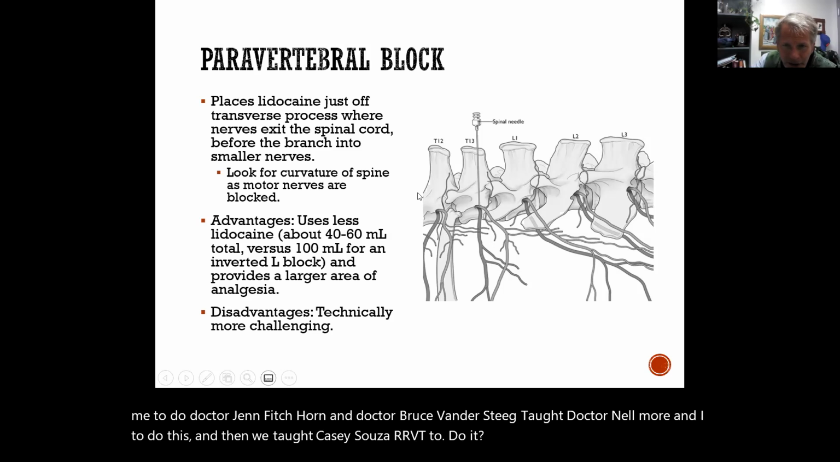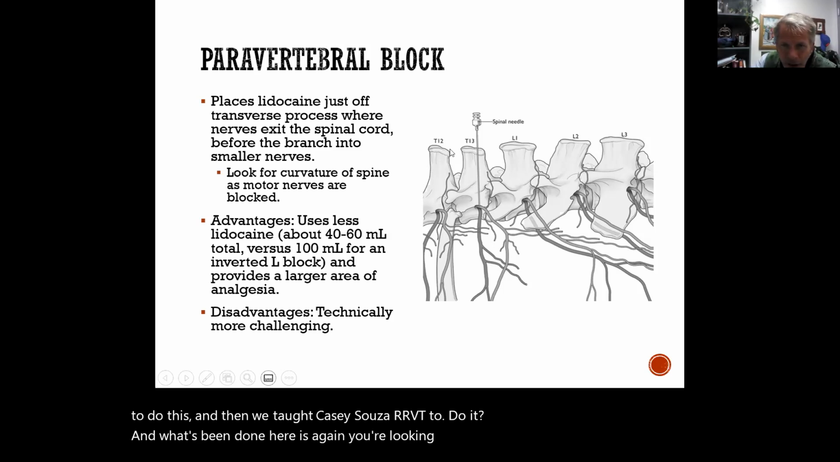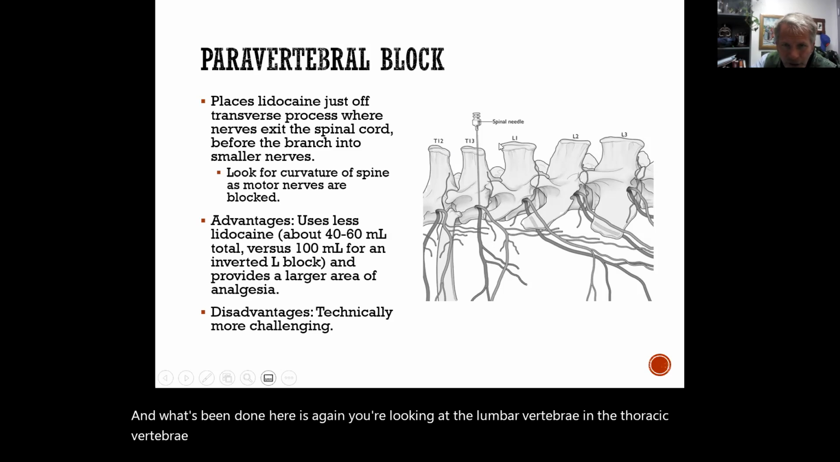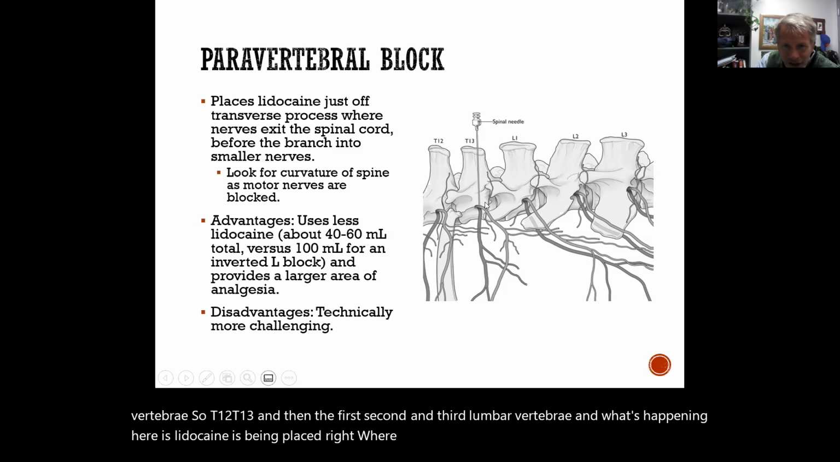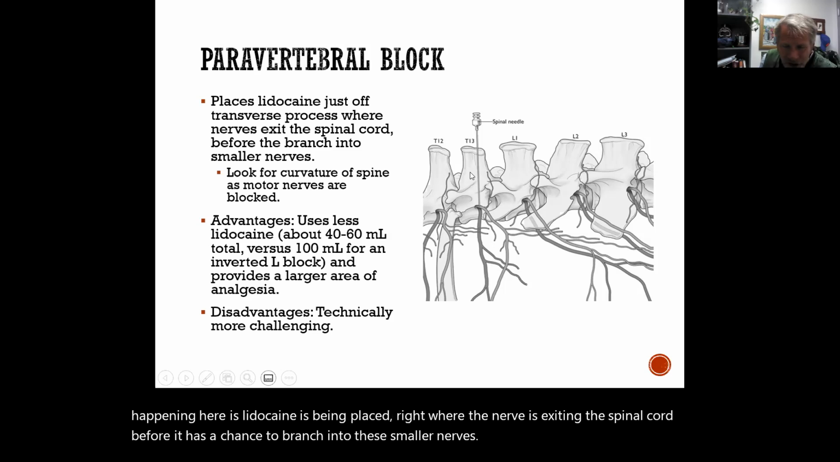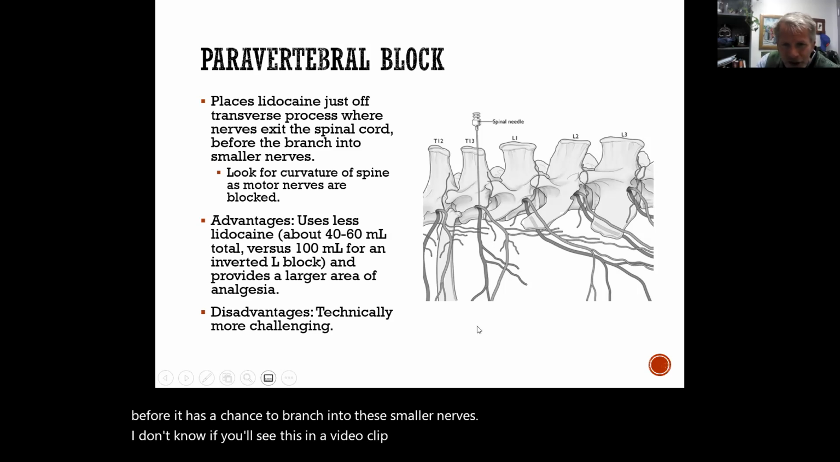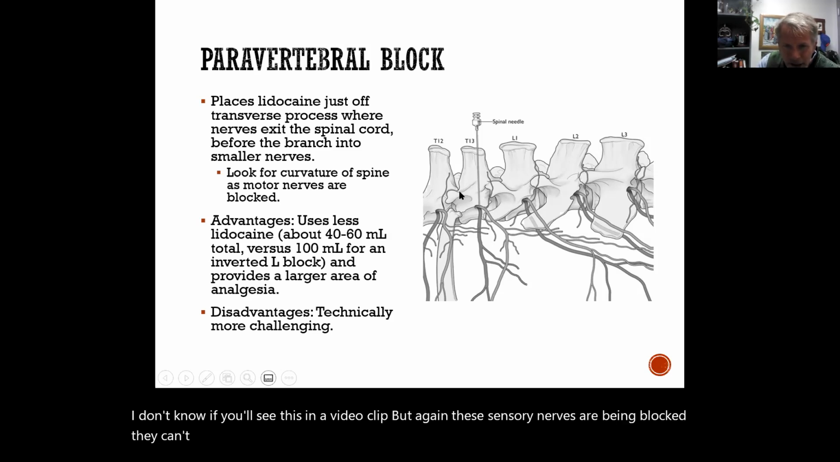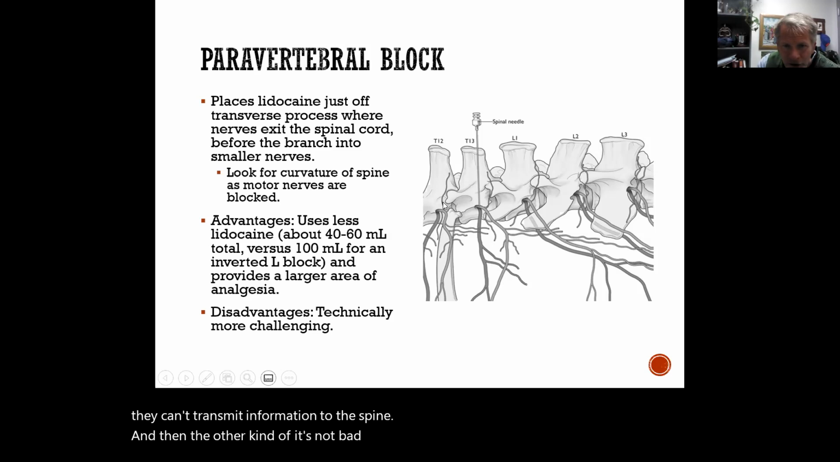And what's being done here is, again, you're looking at the lumbar vertebrae and the thoracic vertebrae, so T12, T13, and then the first, second, and third lumbar vertebrae. And what's happening here is lidocaine is being placed right where the nerve is exiting the spinal cord before it has a chance to branch into these smaller nerves. And I don't know if you'll see this in the video clip, but again, these sensory nerves are being blocked. They can't transmit information to the spine. And then the other kind of, it's not a bad thing, but it blocks motor nerves.